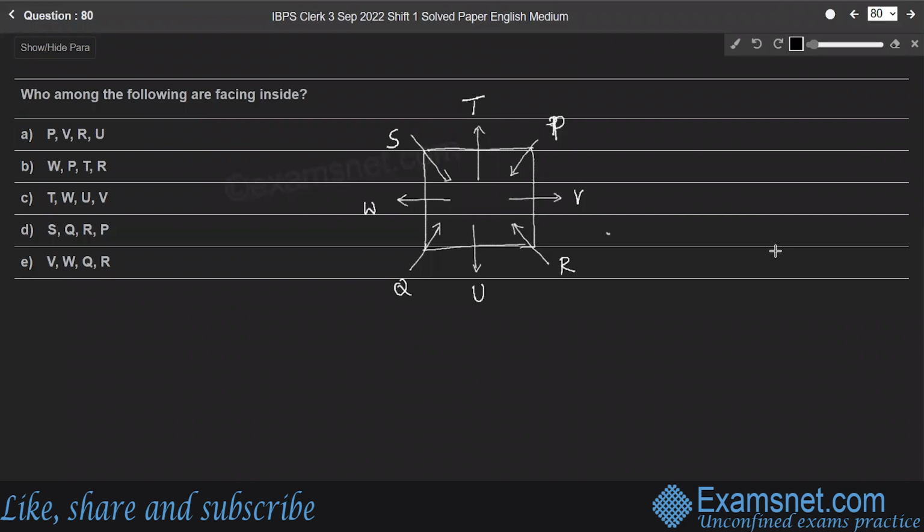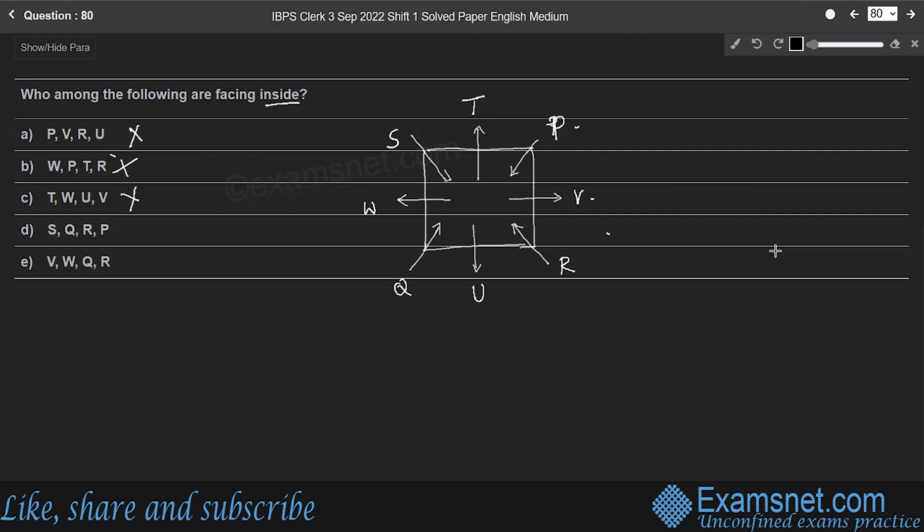Question 80. Who among the following are facing inside? So here the options are P, V, R, U. P, whereas V is not facing inside, so option A is wrong. W, P, T, R. W is facing outside, so option B is not the answer. C, T, W, U, V. T is facing outside, not C.